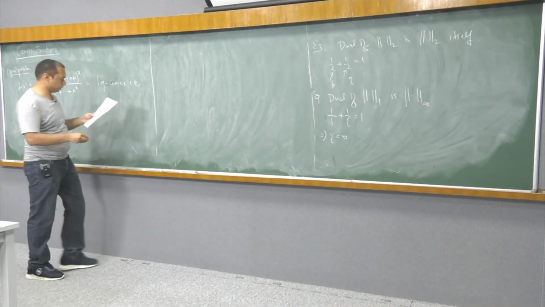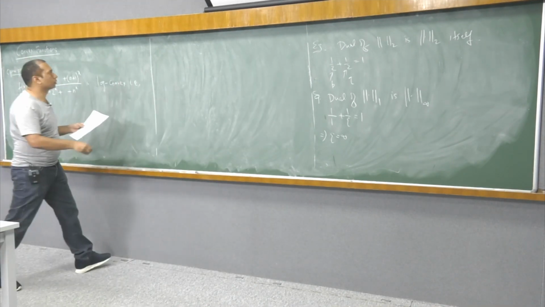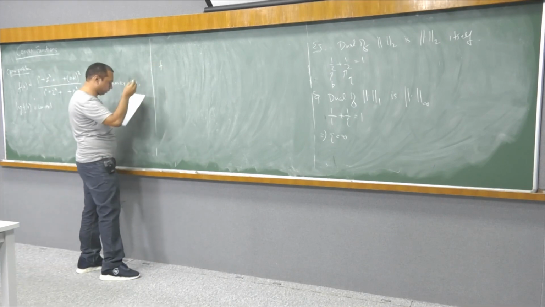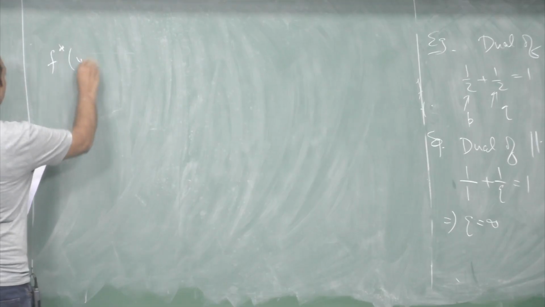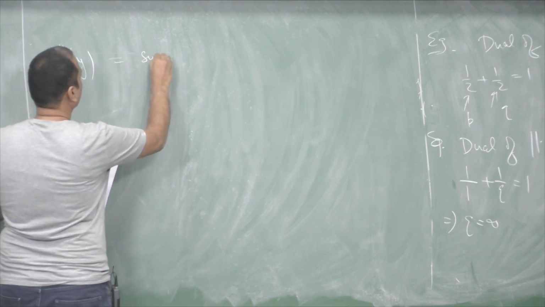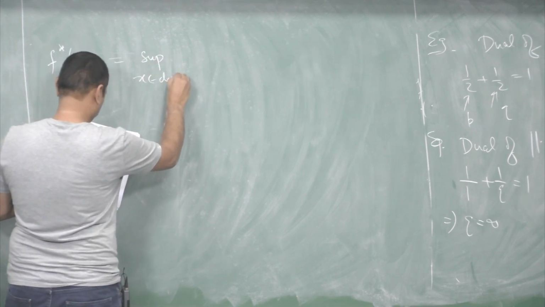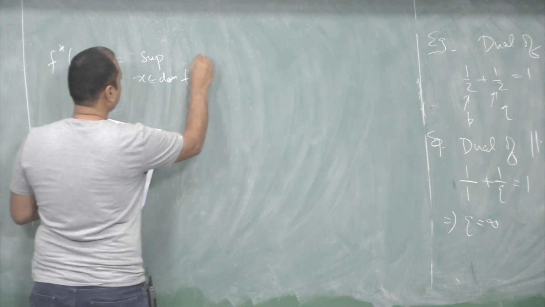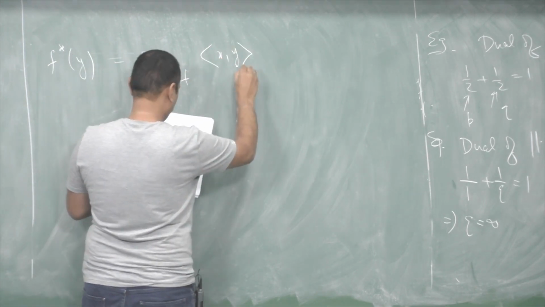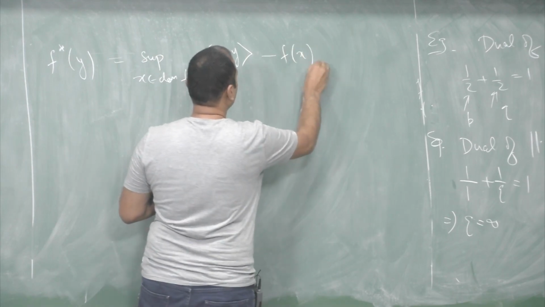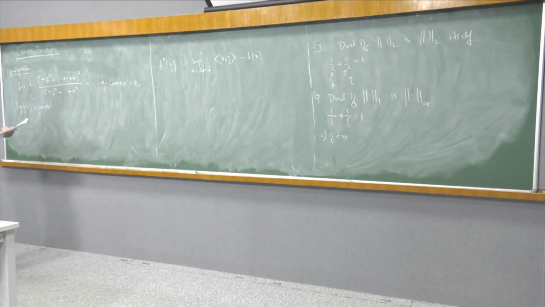So, the Fenchel conjugate is defined like this. Given f(x), I define f star of y, which is the conjugate, as the supremum over x in the domain of f of x transpose y minus f(x). Okay. So, this is called the conjugate of f(x). Given an f(x), I can consider a conjugate.